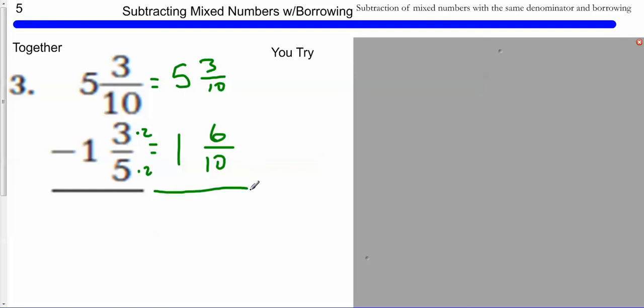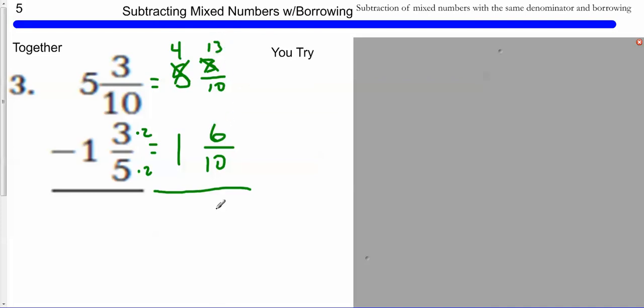Okay, can't subtract. Can't subtract. Okay, so the 5 becomes a 4. Again, my shortcut, numerator plus denominator, is my new numerator, 10. So 10 plus 3 is 13.